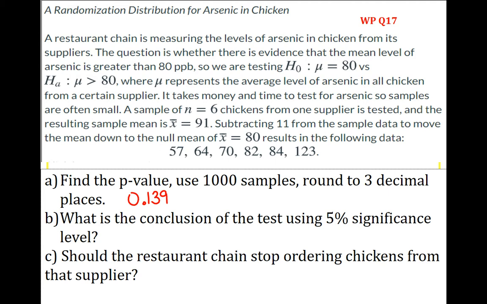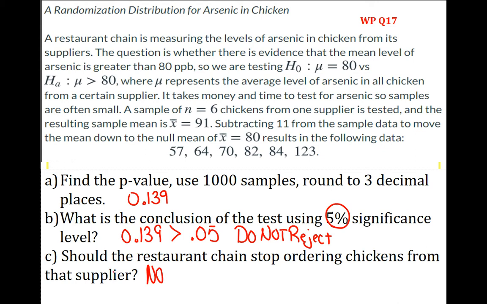What is the conclusion if you're testing at a 5% significance level? Okay, so here's what you're comparing. You're comparing 0.139, and you want to know if it is smaller than 0.05. Oh no, it's greater. So what's your conclusion? Do not reject. You can't reject because your p-value was larger than your alpha significance level. Should the restaurant chain stop ordering? No. No, they should not, because they did not find anything significant.